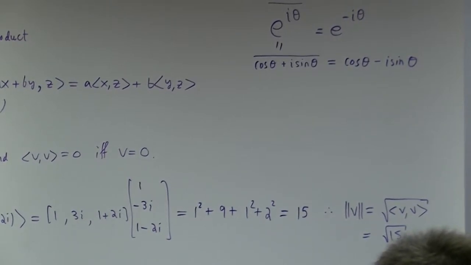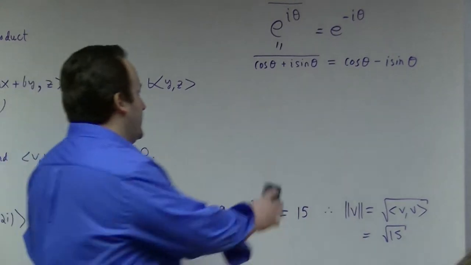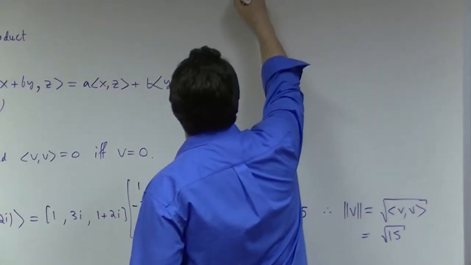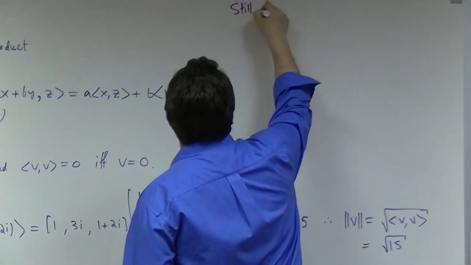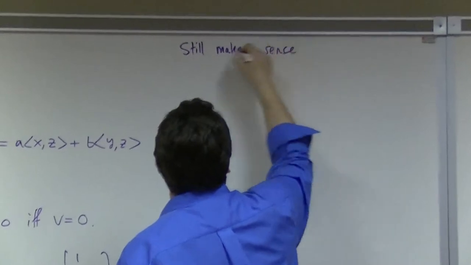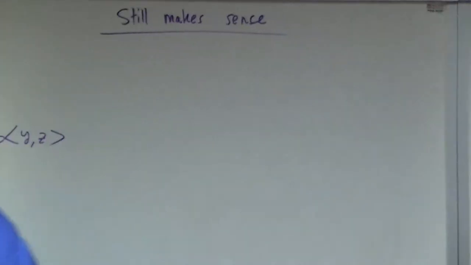So we can still define, what can we still define? Pretty much everything we just did, right? And you still have, let's see here, still makes sense. What still makes sense? Let's go down our laundry list of things we did over R with inner products. What did we do?